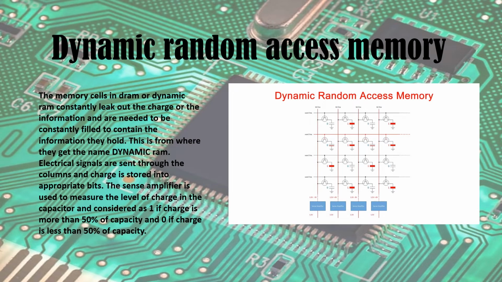Dynamic random access memory. The memory cells in DRAM, or dynamic RAM, constantly leak out the charge, or the information, and need to be constantly refilled to contain the information they hold. This is where they get the name dynamic RAM. Electrical signals are sent through the columns and charge is stored into appropriate bits. The sense amplifier is used to measure the level of charge in the capacitor and considers it as 1 if charge is more than 50% of capacity and 0 if charge is less than 50% of capacity.